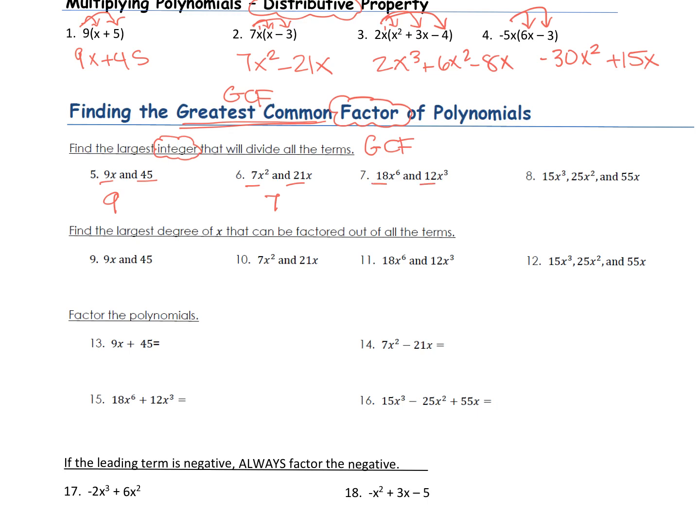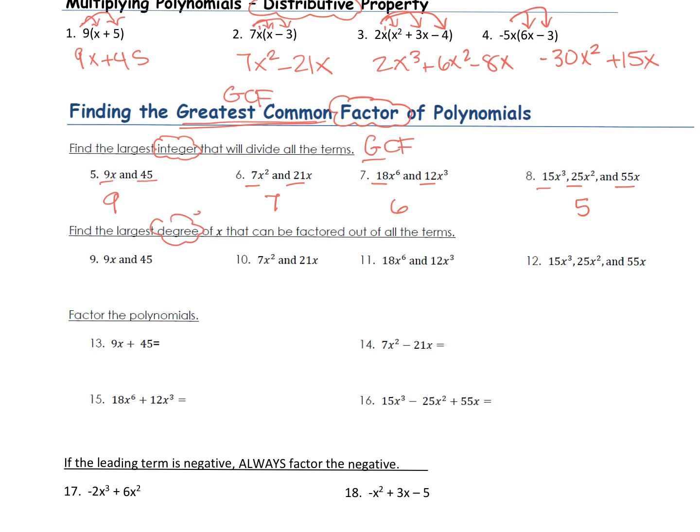Now 18 and 12, some students might look at this and say, oh, they're both even, so it's 2. But it's not 2. 2 is not the greatest common factor. You might look at 18 and 12 and realize, oh, 3 goes into both of them, and you would be correct. But again, it's not the greatest common factor. The greatest common factor that divides evenly into both of these is 6. 6 goes into 18 3 times, and 6 goes into 12 twice. 15, 25, and 55, their GCF, we might be thinking, since they all end in 5, their GCF would be a 5.